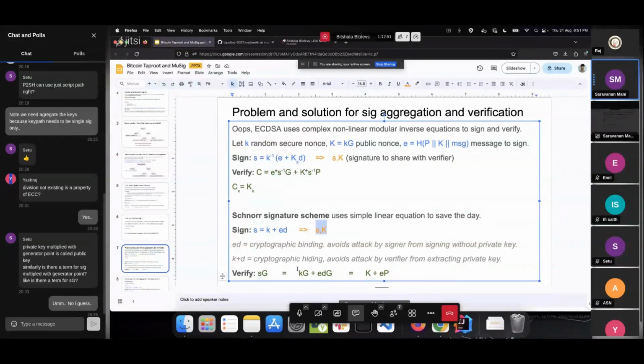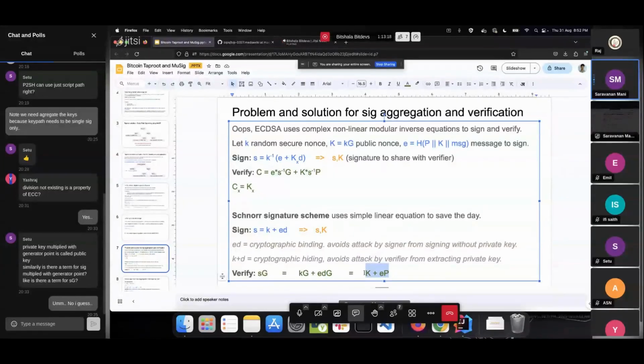Now, how do the verifiers verify? Almost the same equation that we've seen already. One side is going to be multiplied by G. It means kG plus edG. So kG is nothing but the capital K that they received from the signer, and dG is nothing but the public key, the one that we already saw with our dummy signing scheme. So capital K plus e capital P.